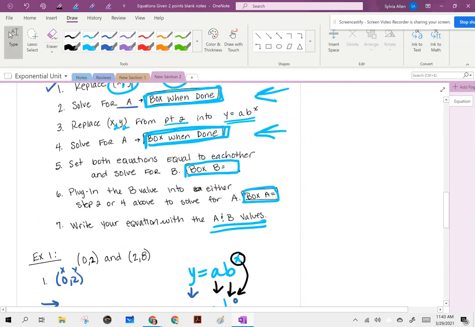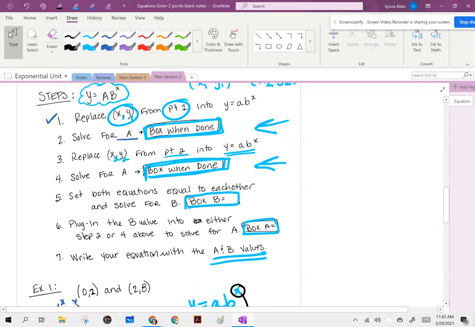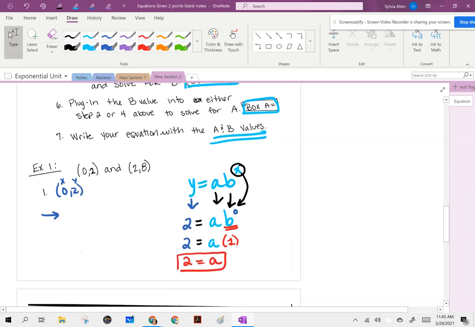All right. Now we're done with step 2, and step 3 says we're going to take that second point and do the same thing. So we're going to take our second point. I'll do it in purple. I'm writing our y equals abx. And I'm replacing the y with 8.